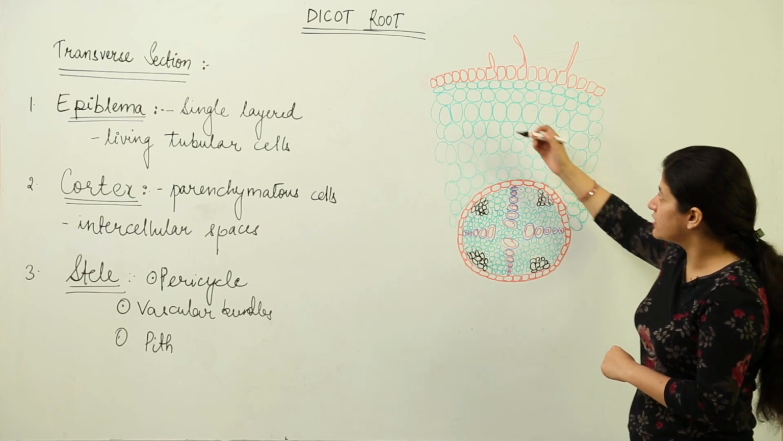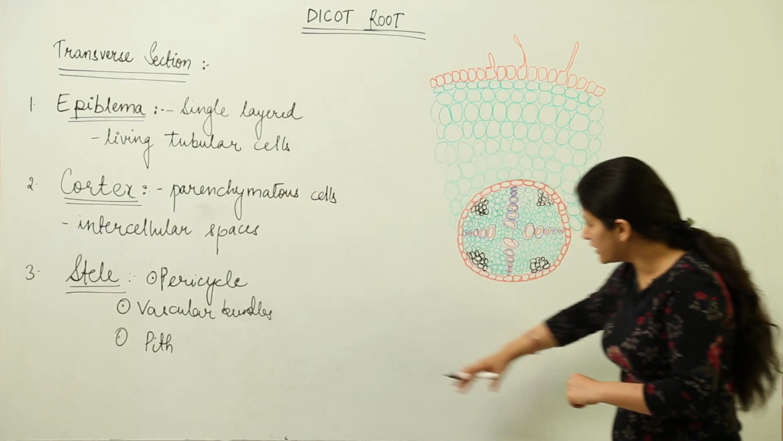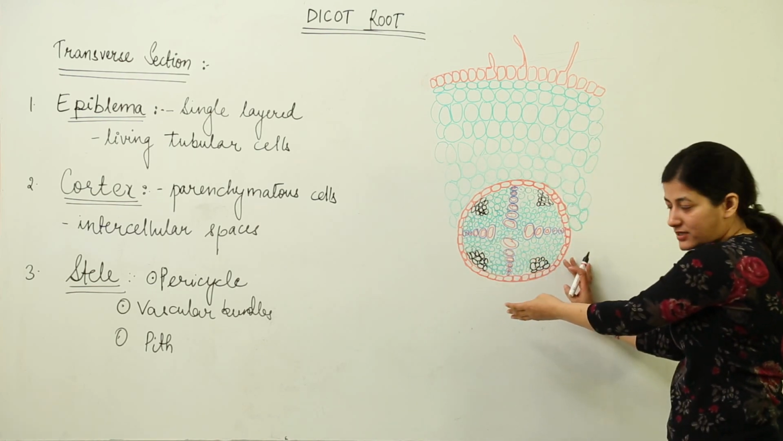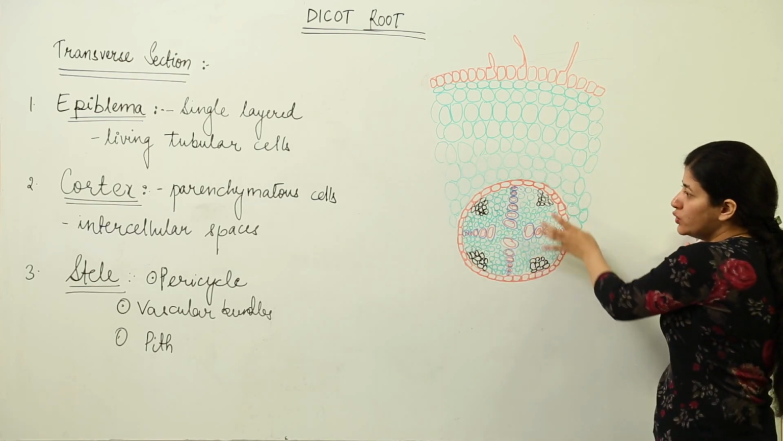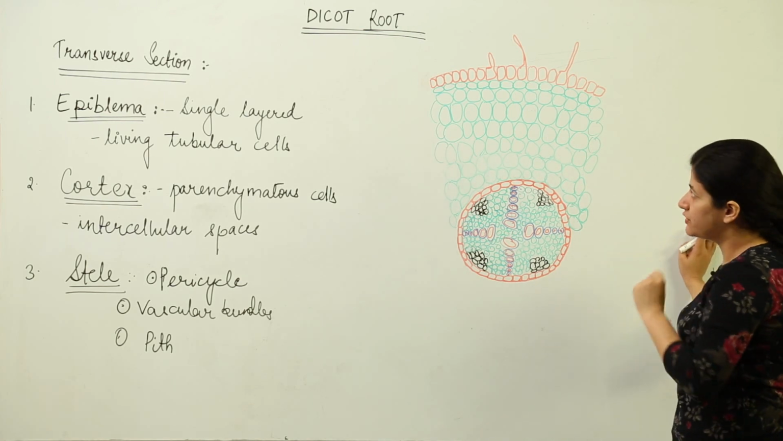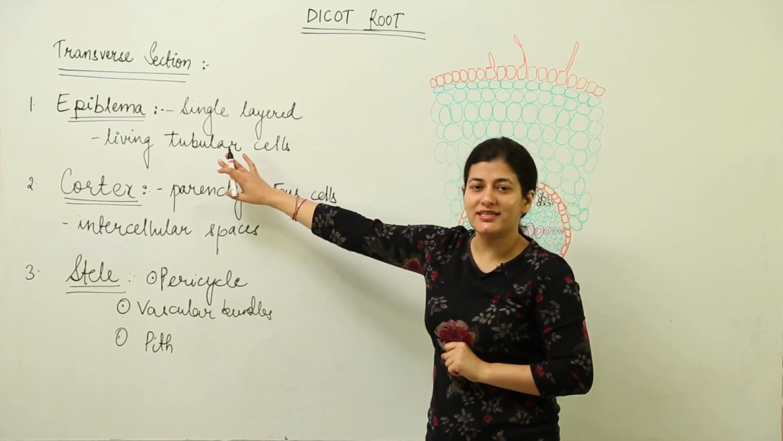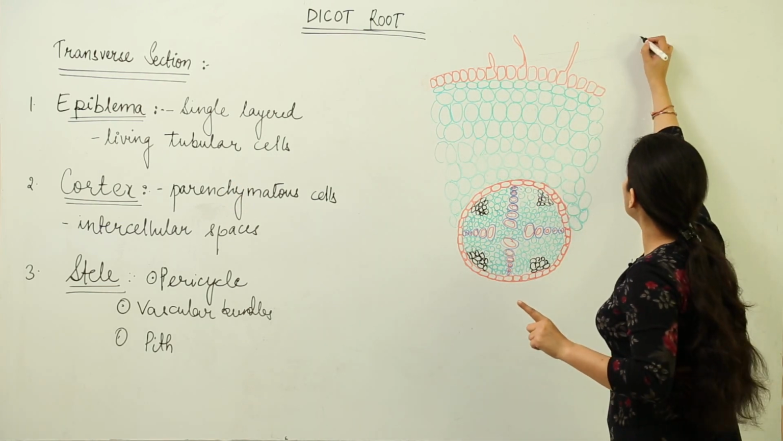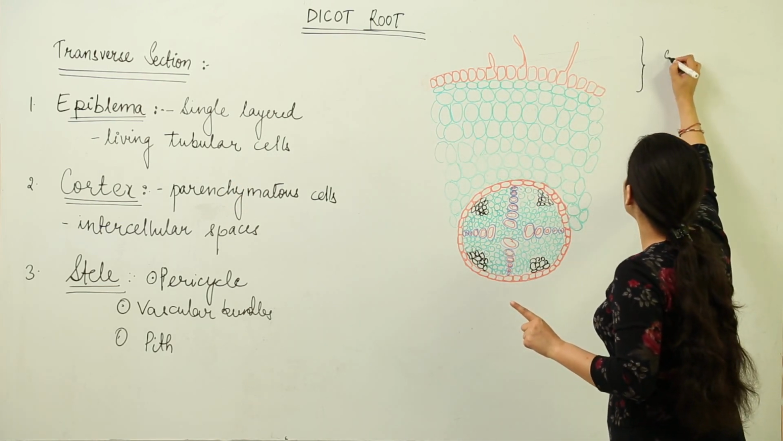This is a transverse section. You can just imagine that it would be a circular section because the root would be circular. This is a part of it that we have considered, and the part includes three parts. Now, what are those three parts? The first one is epiblema, that is the epidermal layer. As you can see over here, this part shows epiblema.